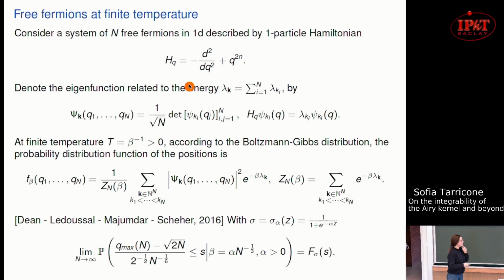This can be written in terms of a finite size determinant of dimension n times n, where now psi_k are the eigenfunctions written in here for every eigenvalue lambda_k. And now what has been proved by, for example, Dean, Le Doussal, Majumdar, and Schehr for a generic potential is that when you consider this system at finite temperature T, that is beta to the minus 1, according to this Boltzmann-Gibbs distribution, the probability density function is given by this expression here, where you have your finite size determinant inside, and the partition function written here.